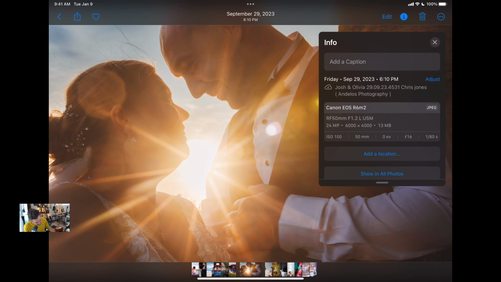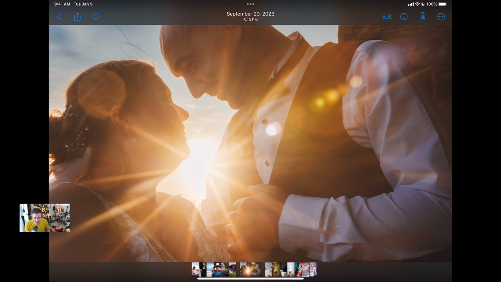50 millimeter at f16. Okay. And 1/88th of a second, ISO 100. So I'm guessing the intention behind, and which is that the RF? Yeah. The intention behind shooting at f16 is to get that sun star.